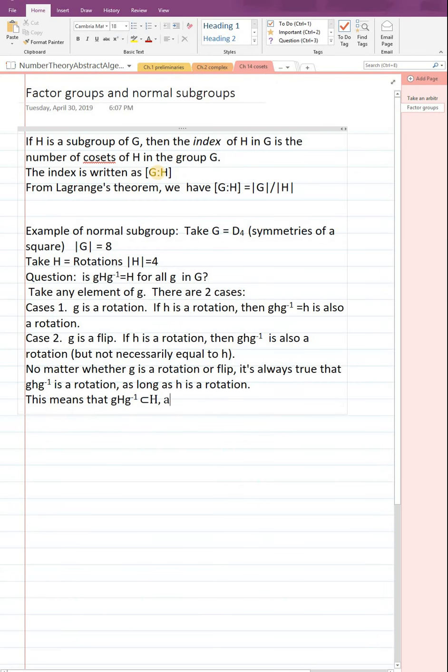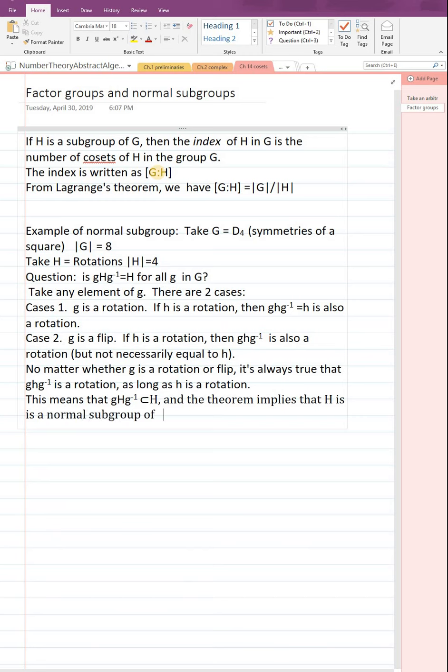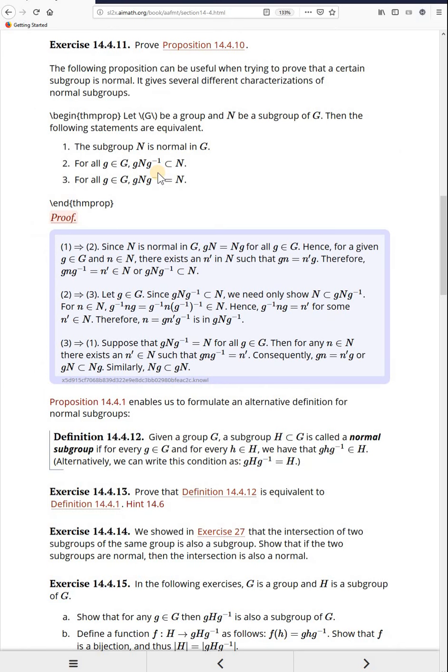Okay, and the theorem implies that H is a normal subgroup. Okay. All right, so that's one example. So you pointed out Rubik's Cube. This is all very closely tied up with Rubik's Cube. But let me not go there right now. Okay. All right.